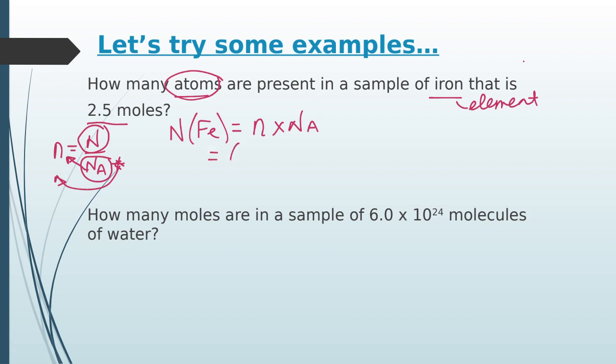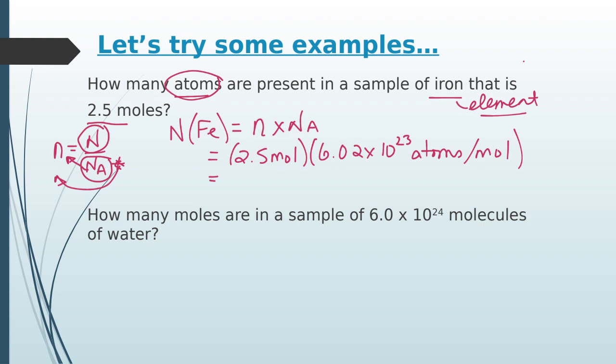So the mole value is 2.5 mole. Remember, the unit is just MOL with no E. And we're going to multiply that by Na, which is Avogadro's number, so 6.02 times 10 to the 23. Now, what is the unit that we use for Avogadro's number? Well, it is the number of objects or particles per mole. And in this case, because we're talking about an element, the unit is atoms per mole.